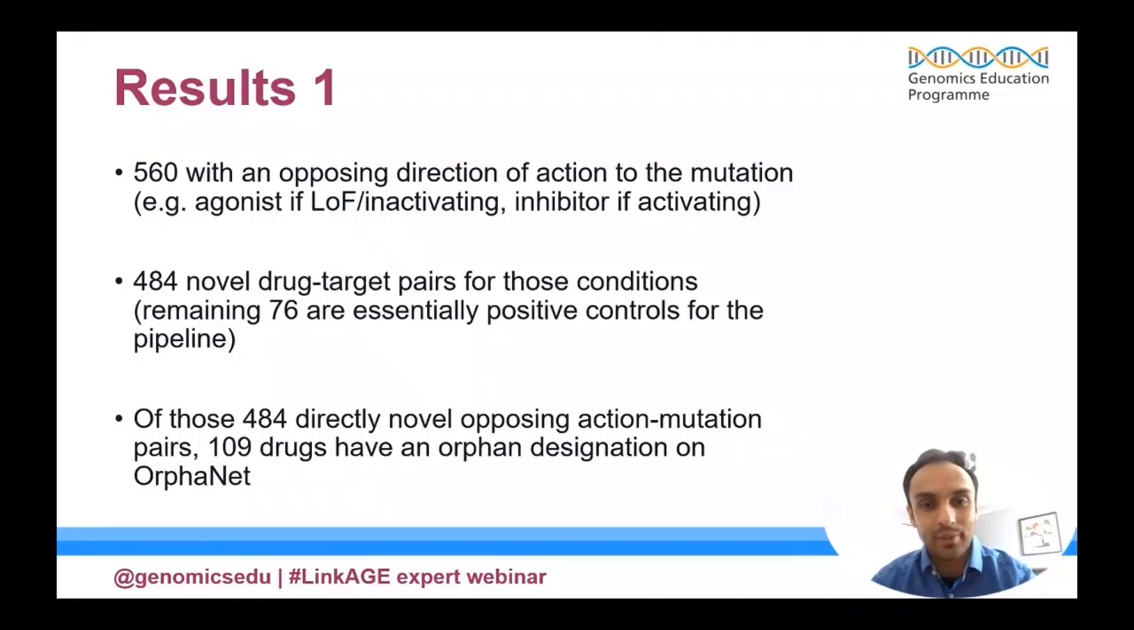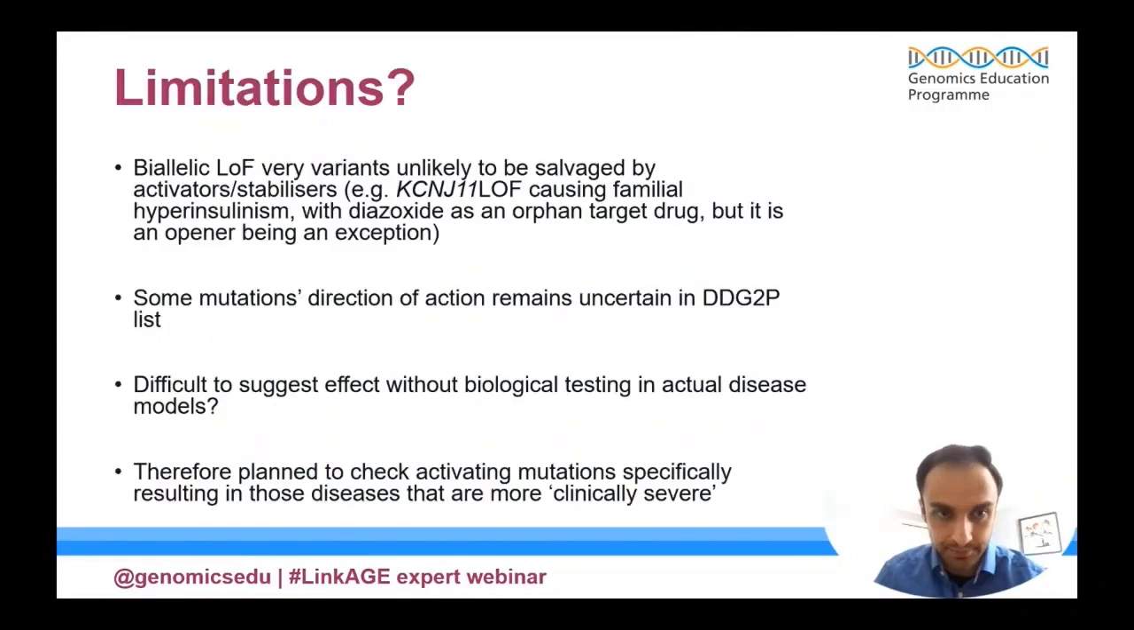So, as I said, we had 484 novel drug target pairs, and those 76 of the 560 that we'd found essentially acted as positive controls, telling us that this pipeline works to a degree. And then you have to remember, we were also interested in whether or not these drugs had orphan statuses. And we found that 109 of these 484 agents had an orphan status anywhere in the world by putting them through OrphanNet. And this is important, as will become more obvious later in the presentation.